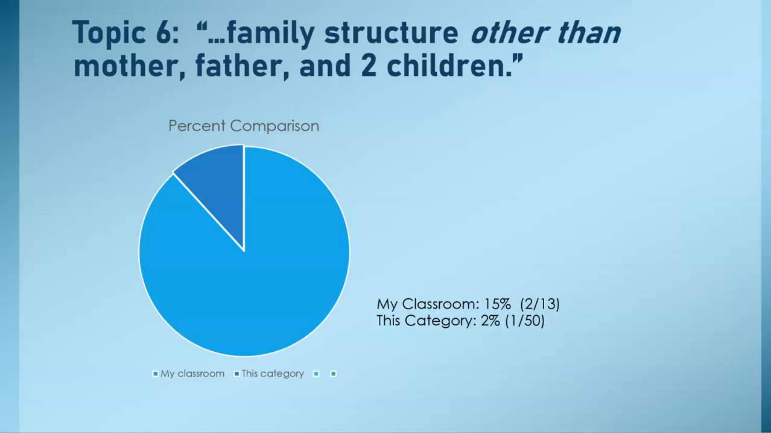My classroom is made up of 15%, or 2 out of 13 students, with a family structure of other than one mother, one father, and 2 children. I had one book out of the 52% of the total. This is why the area on the pie graph is smaller.